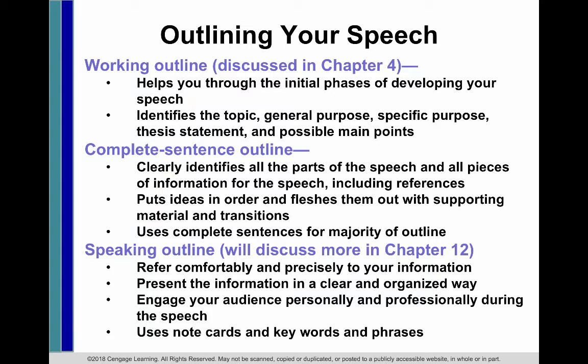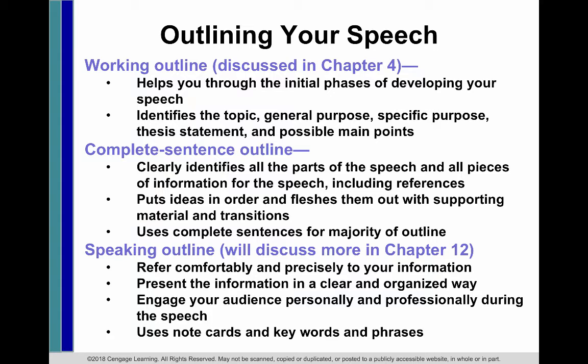This outline is the one you type up and submit to me in the speech assignment Dropbox. It clearly identifies all the parts of the speech and all pieces of information for the speech, including your references. It puts your ideas in order and fleshes them out with supporting material and transitions, and it uses complete sentences for the majority of the outline.